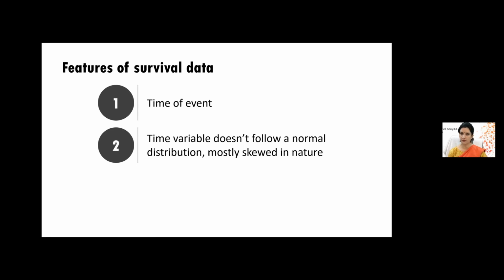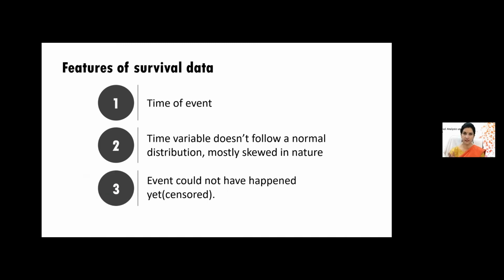Like you have seen previously, one person is experiencing the event at the end of 1 month and maybe the other person is not experiencing it even at the end of 12 months. That is quite variable, so it doesn't follow the normal distribution, and that's why it is skewed in nature. Hence we cannot have the usual calculation of mean and the other parameters of normality, because we cannot have a normal distribution of the data. That's why Kaplan-Meier is non-parametric in nature. And this event could not have happened yet, and that is the censoring.